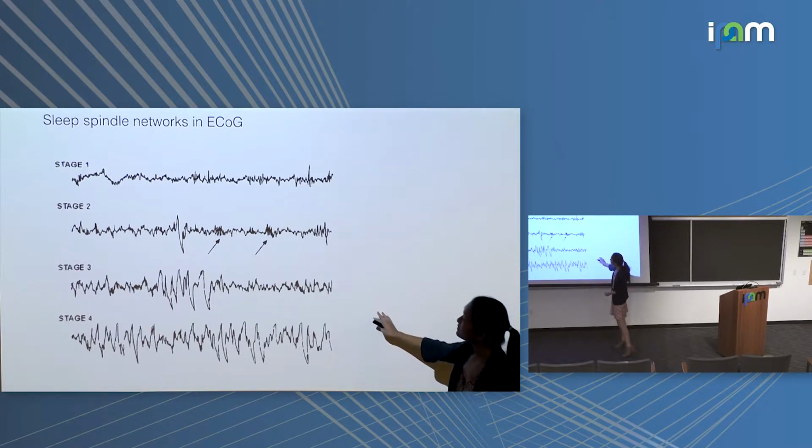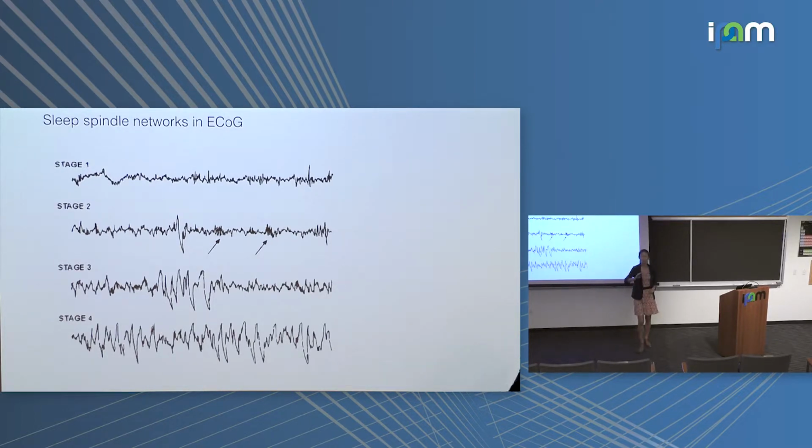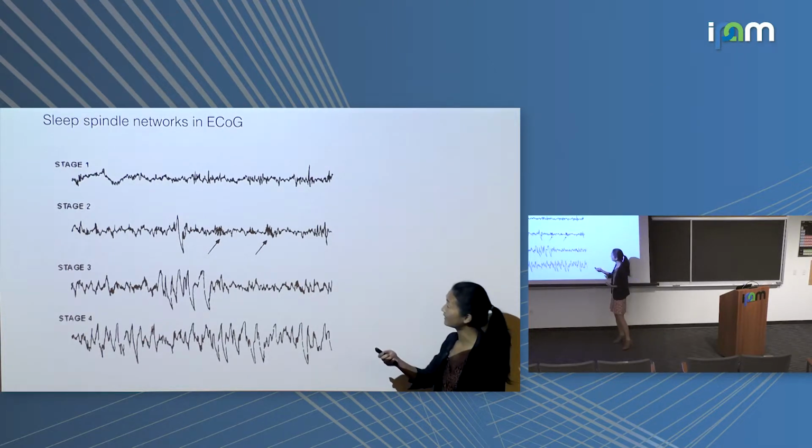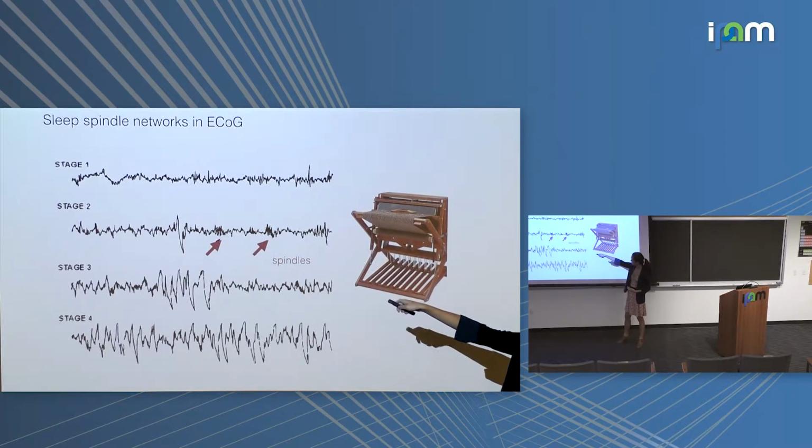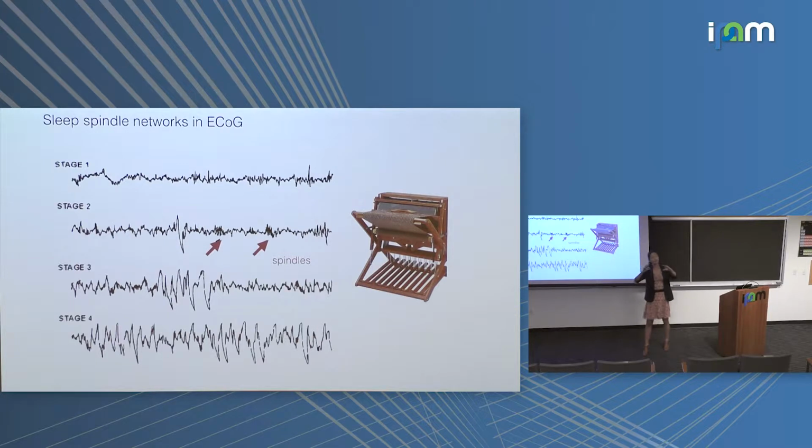Each of these stages is characterized by some types of oscillations. And one of the types of oscillations that have been noticed very early on in the human electrographic record are what are called sleep spindles. And there are these things right here. They're called spindles because if you look at their envelope, it has the shape of a spindle of the kind that you might use in a loom. It's usually centered around 14 hertz, but there's a range around that as well.